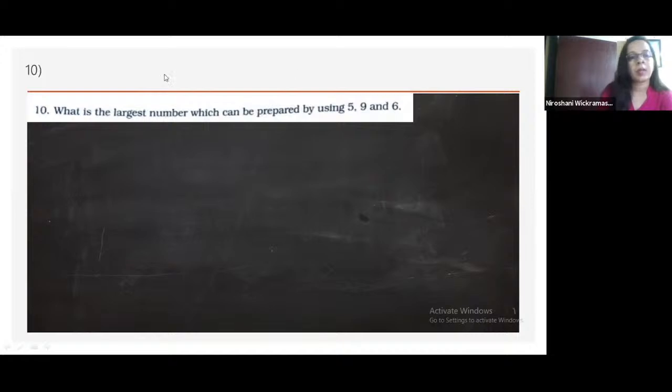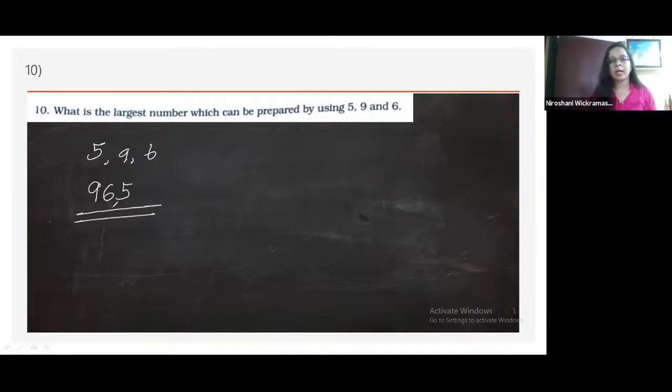10th one. What is the largest number which can be prepared by using 5, 9, 6? If you arrange these in descending order, you can get the largest number, 965.